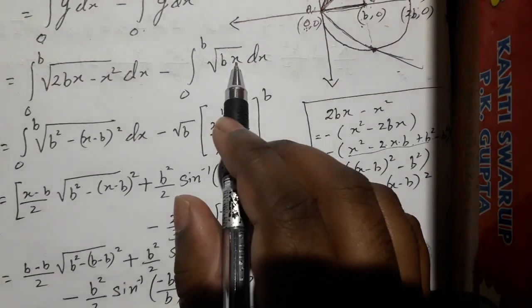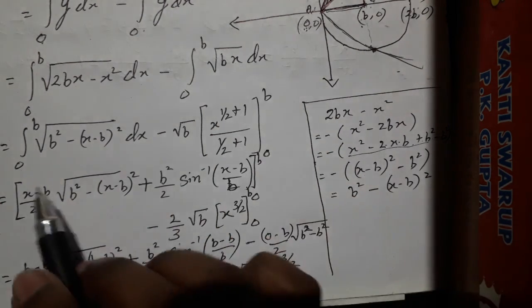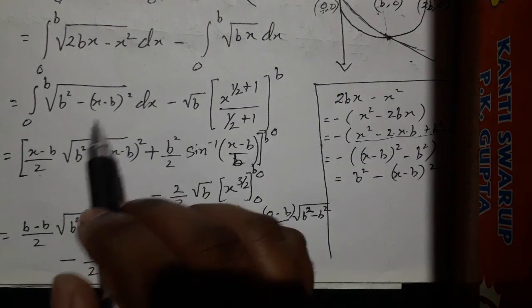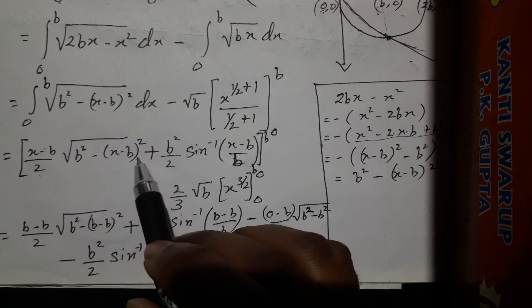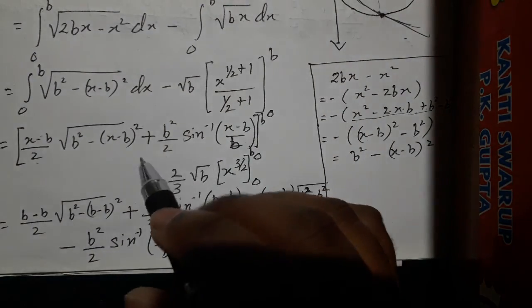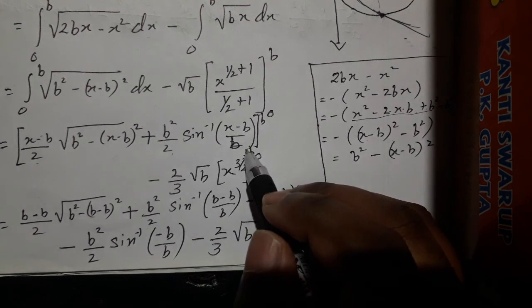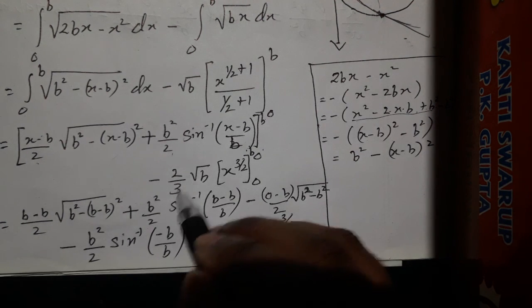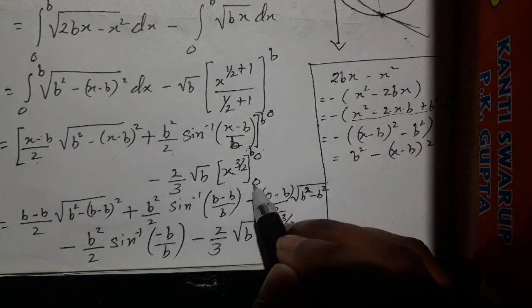So I'll integrate root x. Root x is x to the half plus 1, divided by half plus 1. The limit is from 0 to b. For the first one we use a standard integration formula: x by 2 square root of b squared minus x squared, where x is x minus b. So x minus b by 2 square root of b squared minus x minus b whole squared, plus b squared by 2 sine inverse of x minus b by b, with the limit from 0 to b, minus 2 by 3, because from here we get 3 by 2 and if we go up we get 2 by 3, so x to the 3 by 2 from 0 to b.